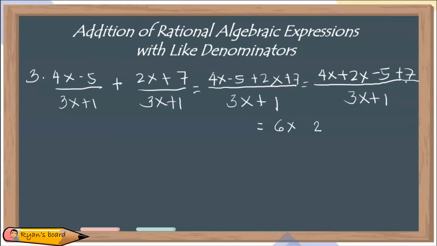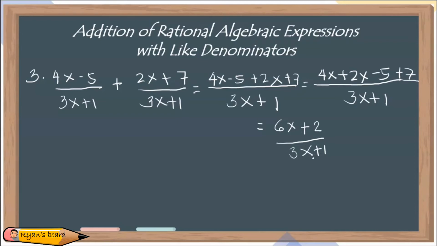Sino ang mas malaki sa kanilang dalawa? Si 7. Si 7 ay positive. So, this is positive. You copy 3x plus 1. Now, hindi ka pwede mag-cancel agad dyan ng x, yung 3, tsaka 6, bawal yan, kasi meron tayong plus dito.